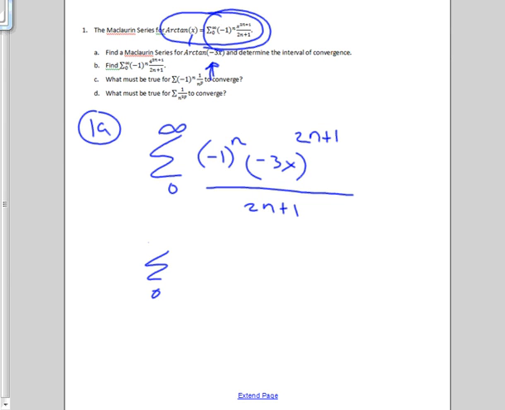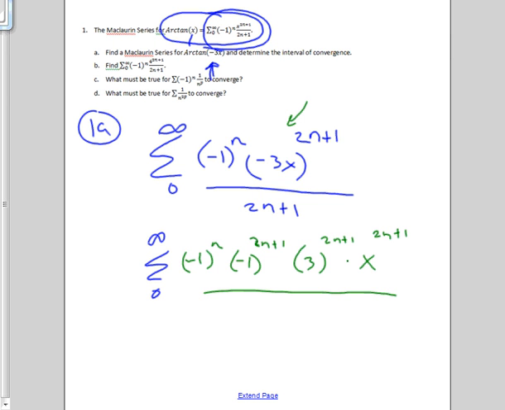the sum from 0 to infinity. And what I want to do is just expand that. So we get negative 1 to the n times negative 1 to the 2n plus 1 times 3 to the 2n plus 1 times x to the 2n plus 1 all over 2n plus 1.